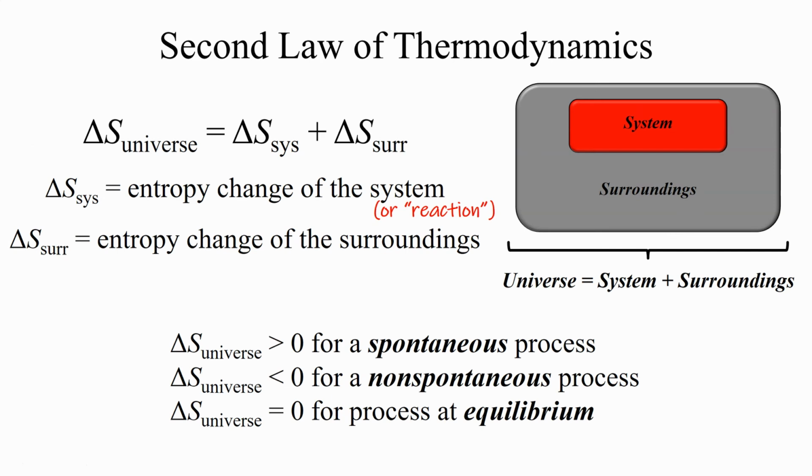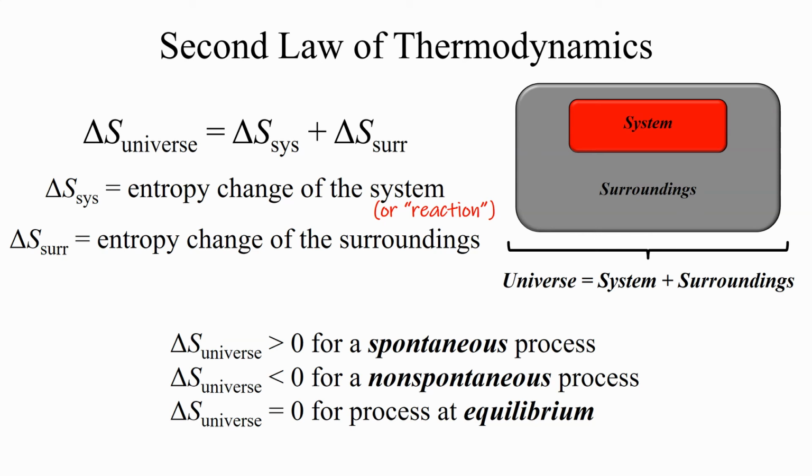So what can we do with these standard entropies of reaction? Well, according to the second law of thermodynamics, if we add the entropy change of our system, or reaction, and the entropy change of our surroundings, we get the entropy change of the entire universe. If the entropy of the universe is increased, then the reaction was spontaneous, and it will proceed as written. If the entropy of the universe decreases, then the reaction is not spontaneous. It will not occur under those conditions. And if the sum of the entropy of the system and the surroundings is 0, that means your reaction is at equilibrium.